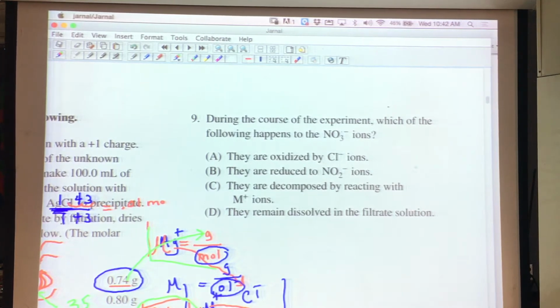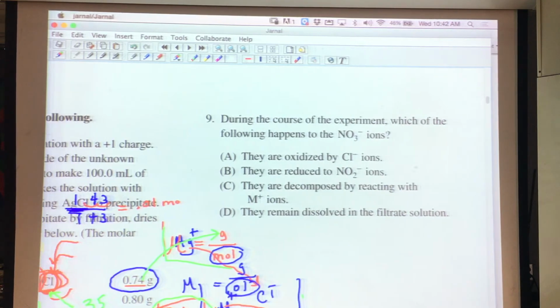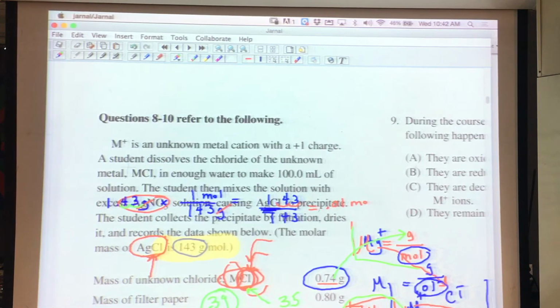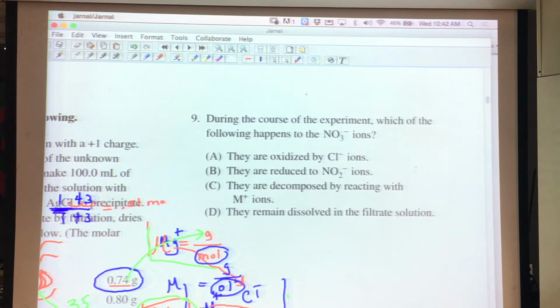During the course of the experiment, which of the following happens to the nitrate ions? What would the nitrate ions do? Nothing, because nitrate ions are what? Spectators, because they have what? Why are they spectating? In terms of Coulombic attractions.